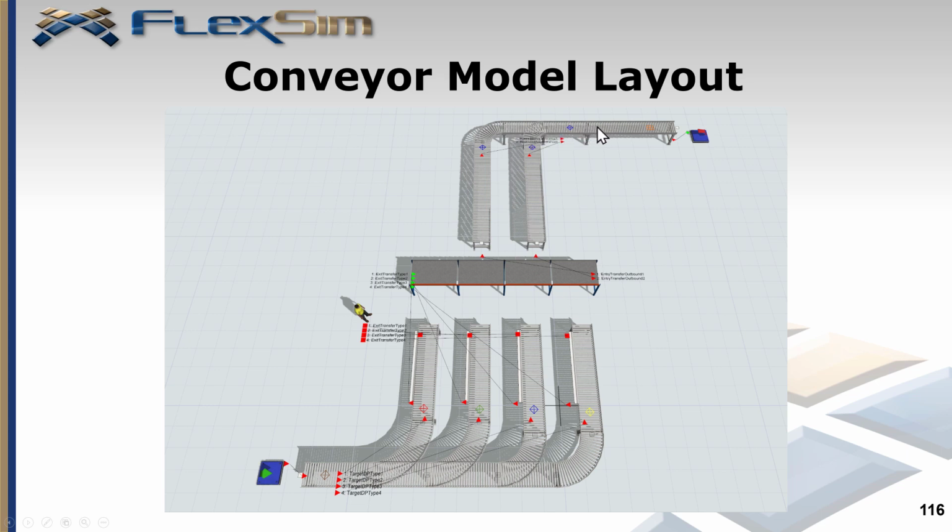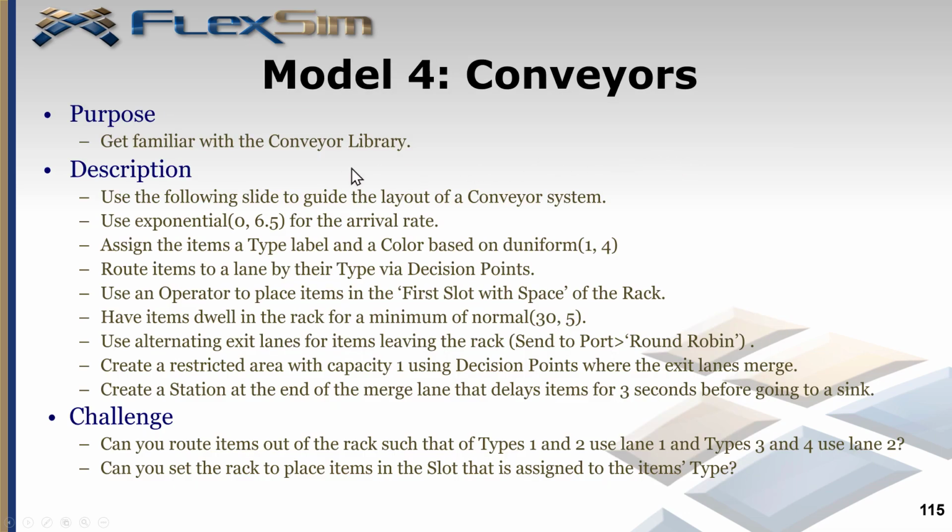They merge into one conveyor, and then right at the end here, this red thing is a station for a final processing time on the boxes in line on the conveyor, and then they leave to the sink. Okay, let's go back. So use an exponential distribution 0,6.5 for the arrival rate of boxes onto the conveyor.